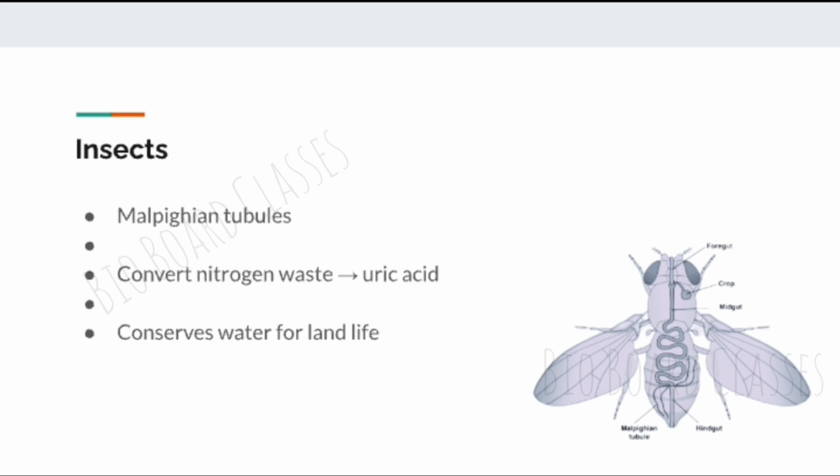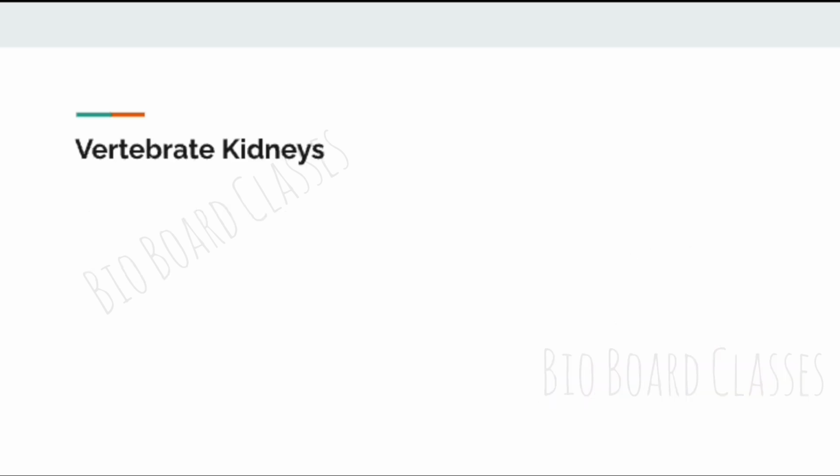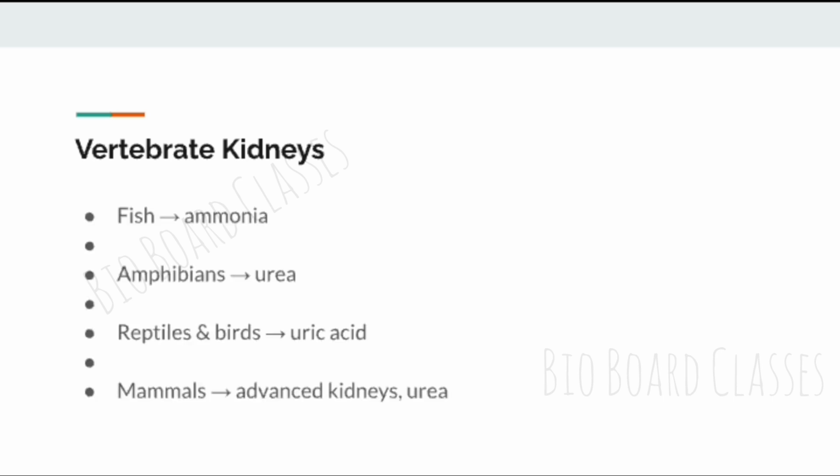Now let's step into vertebrates, where the kidney itself evolves stage by stage. Vertebrate kidney evolved from simple to complex. Fishes excrete ammonia directly into water, so they need little energy but lose lots of water. Amphibians switch to excreting urea, which is less toxic and suits land and water life. Reptiles and birds produce uric acid to conserve water in dry environments. Finally, mammals like us excrete urea using highly advanced kidneys with nephrons that balance efficiency and water conservation.